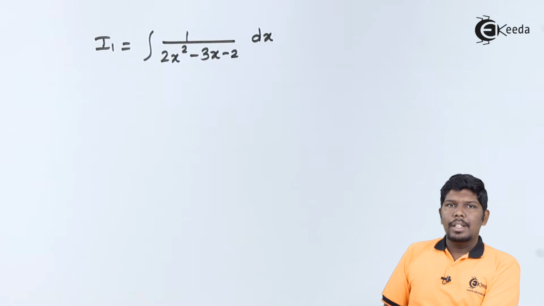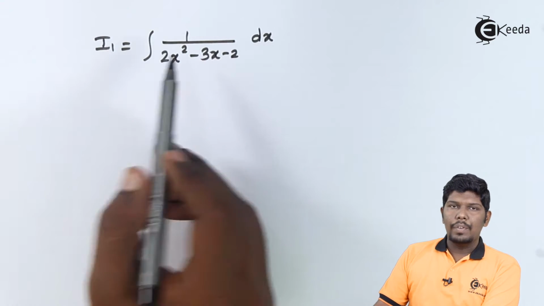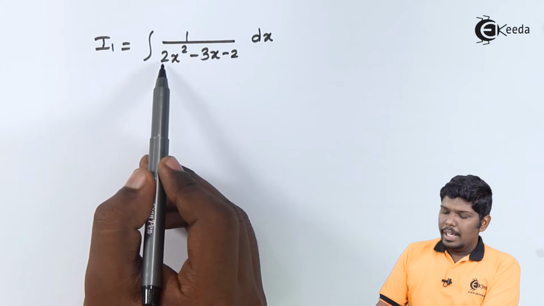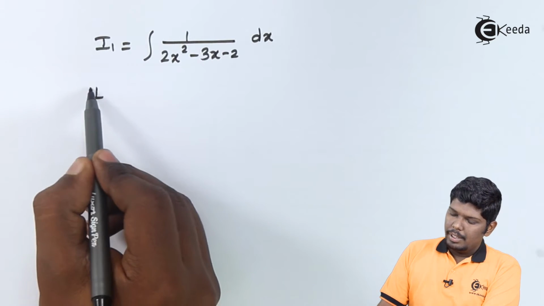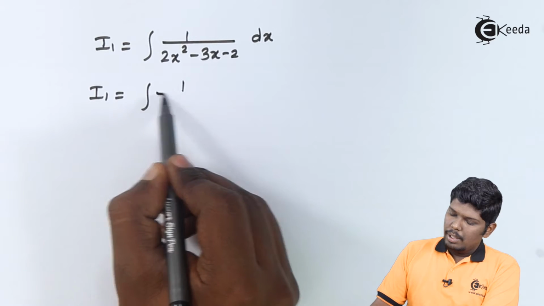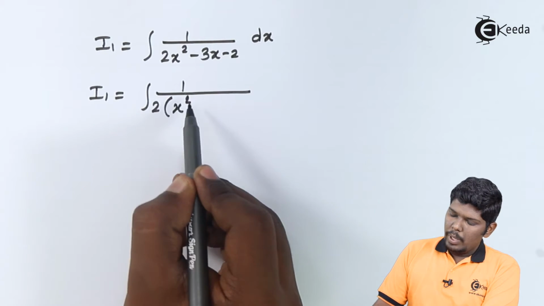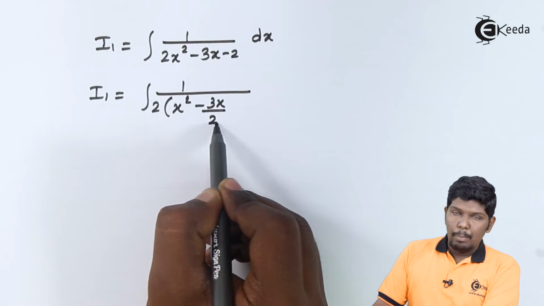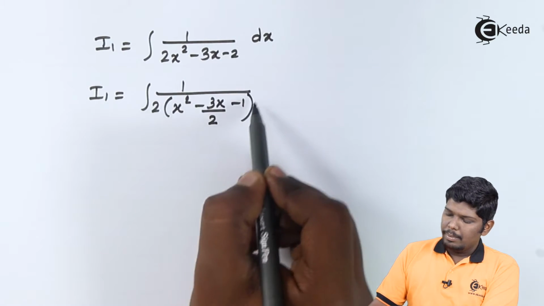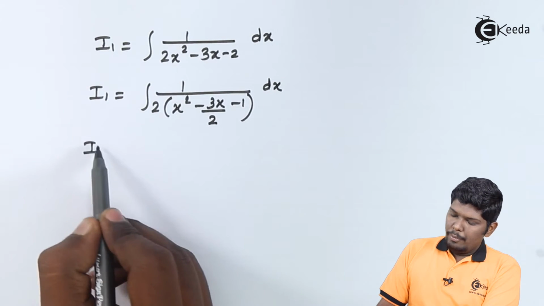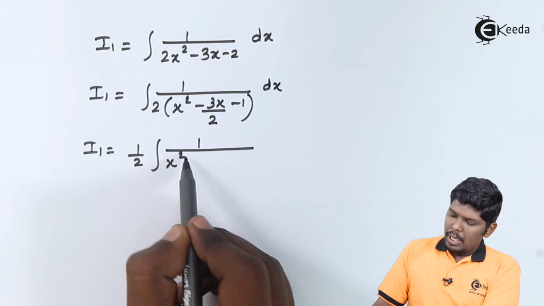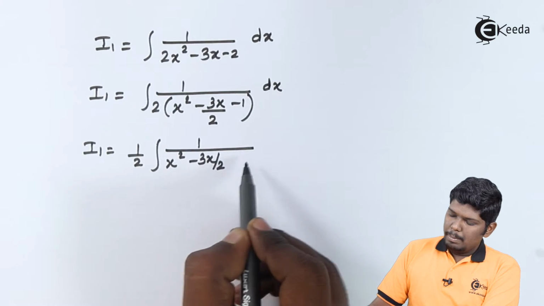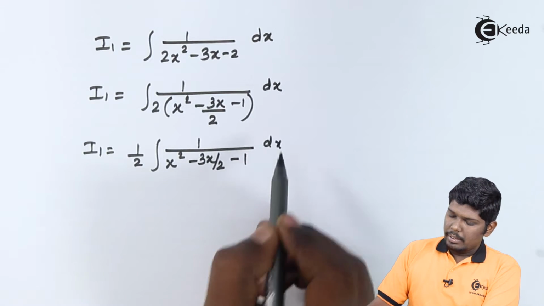Our I1 is present in the form of 1 upon quadratic. Therefore, the first step we will check that the coefficient of x square should be 1. Here you can see it is 2. Therefore, we need to take 2 common from the denominator. This will give you I1 as 1 upon 2 into x square minus 3x upon 2, and here we have minus 1. Therefore, I1 becomes 1 by 2 integral 1 upon x square minus 3x by 2 minus 1 dx.